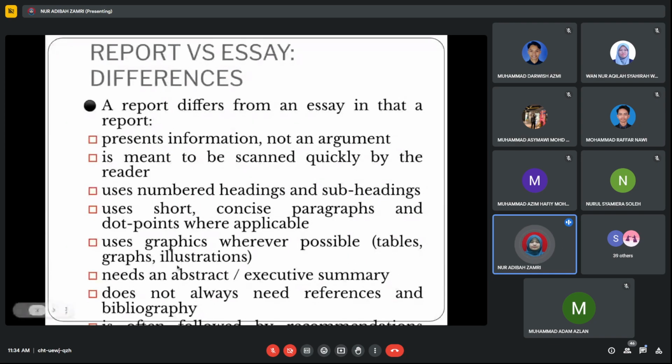Needs an abstract or executive summary. This is for report only. And does not always need references and bibliography. Does not always need. Sometimes you don't need a bibliography, but you need references. Basically, if you refer to any materials, of course, you need references.